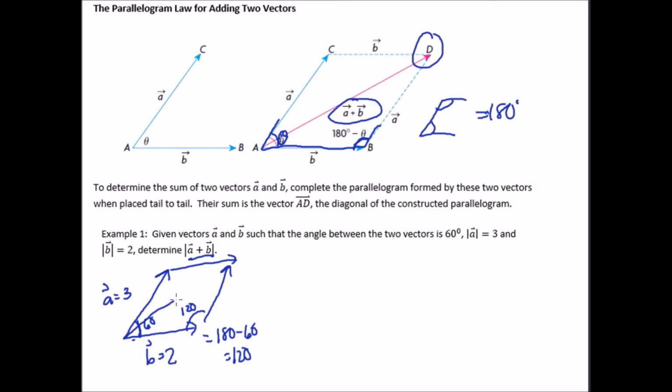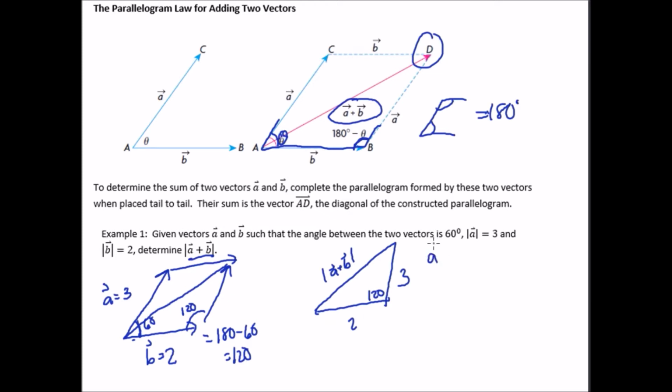Sometimes this gets a little bit sloppy, but what I do is I just take this over here. We know that this is 120, this is 3, and this is 2. Well, what law do we have to use now? We have to use cosine law because we want the magnitude of this side right here. This is A plus B. So we have to use cosine law.